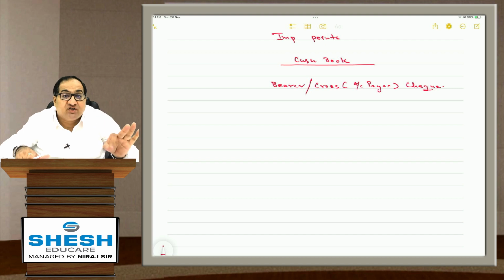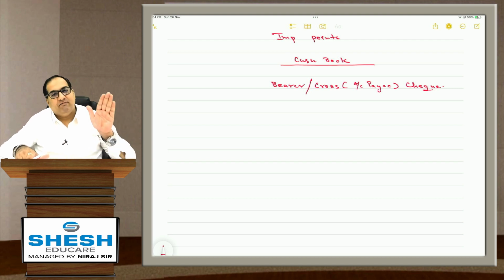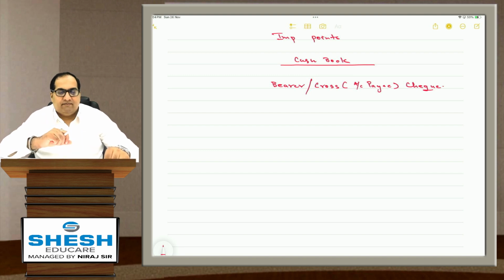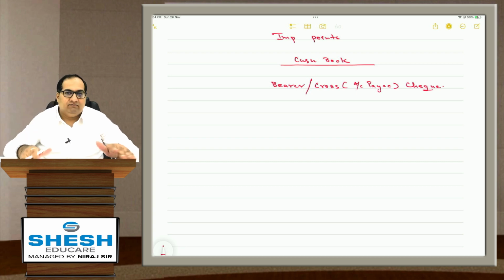can be a bearer check or it can be a cross check. Now, what is bearer check? Bearer check, I give order in writing to my bank to make the payment at the counter at my bank to a person who will carry the check. Bearer of the instrument, the one who will hold that check, will get money, that is, he will get cash from my bank.